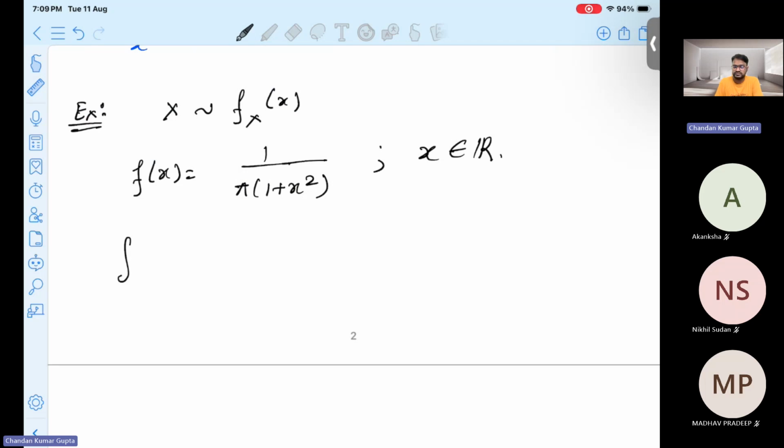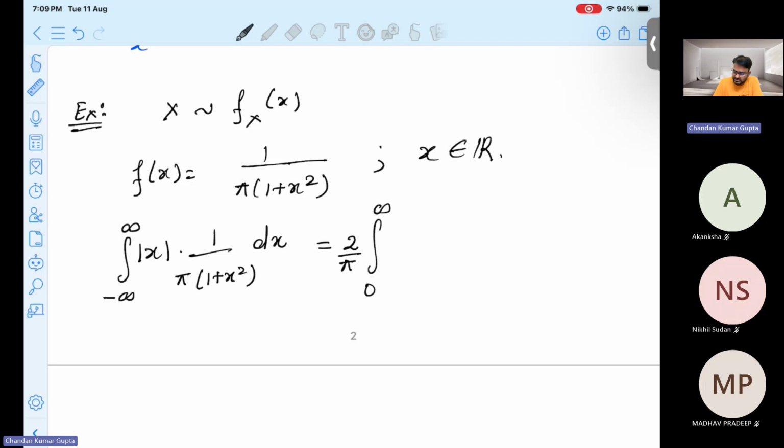Since it is a continuous random variable, we will use the integral from minus infinity to infinity of the modulus of x times f_X, which is 1 upon pi (1 plus x squared), dx. Mod x is an even function, obviously, we know. So the integral is now from 0 to infinity, and twice is there. So 2 upon pi we will take outside. Then it is x upon 1 plus x squared.